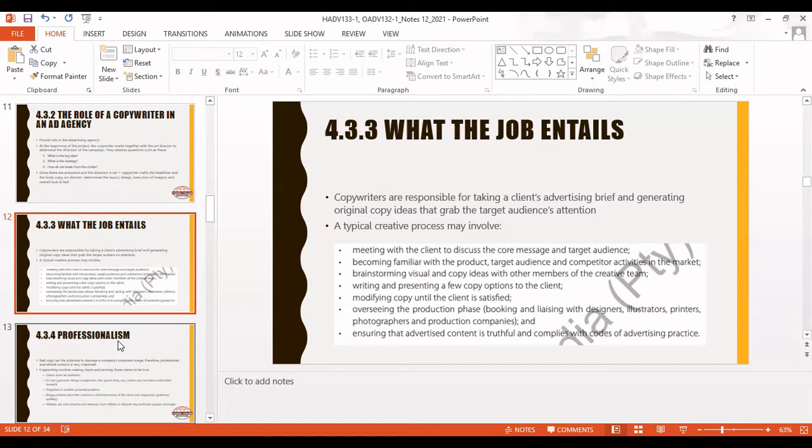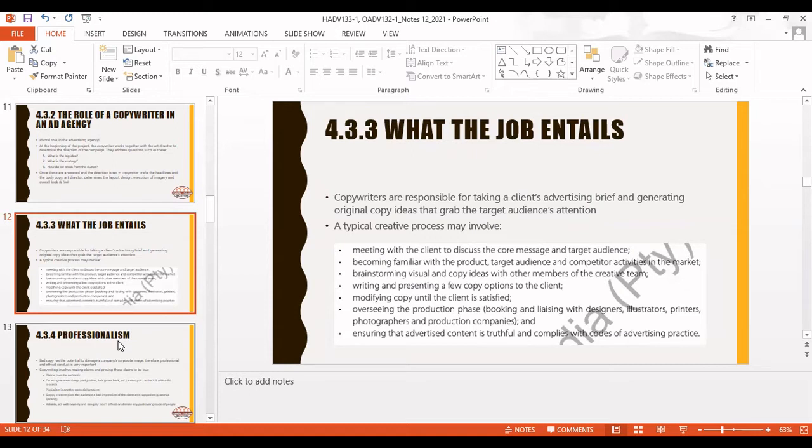Because as a copywriter, you need to make sure that the copy the client has signed off or approved is carried through in the production phase. You have to make sure that everything is according to what the client has signed off. You have to make sure of the colors, the words, the sound, the camera angles, things like that. You have to make sure that everything is within the realms that the client has approved.